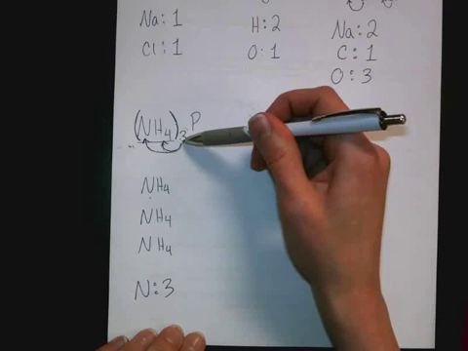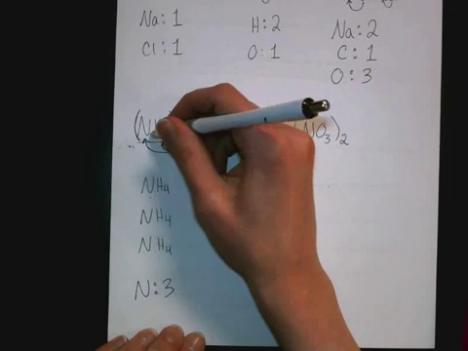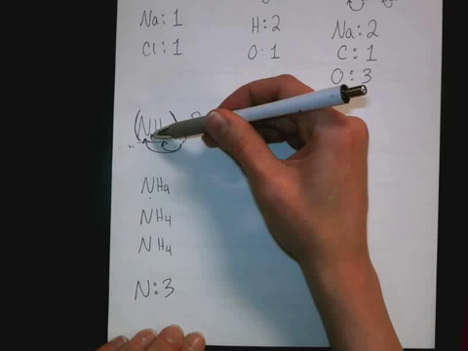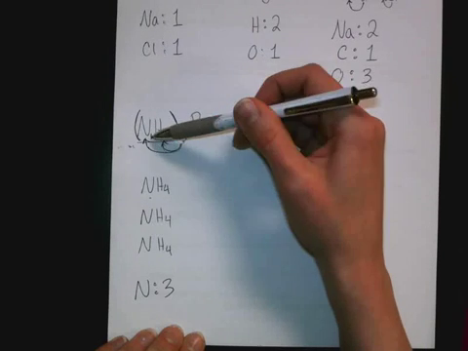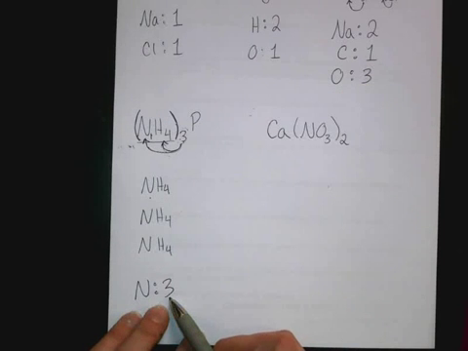Or, if I just take this outside number outside my parentheses and multiply it by the number here on the inside, well, I don't have a number by nitrogen, so I'm going to assume it's a 1. I'm going to take 3 times 1. That gives me 3 nitrogens.